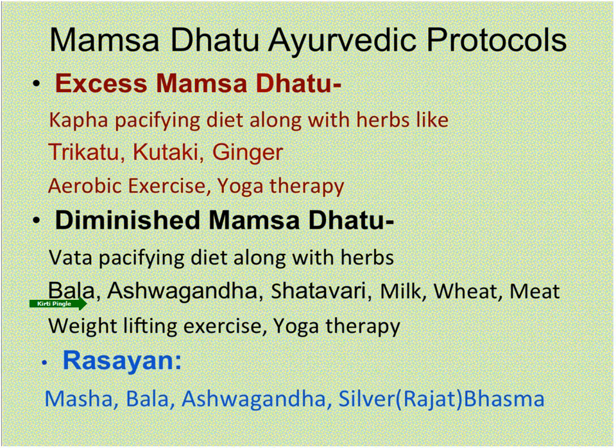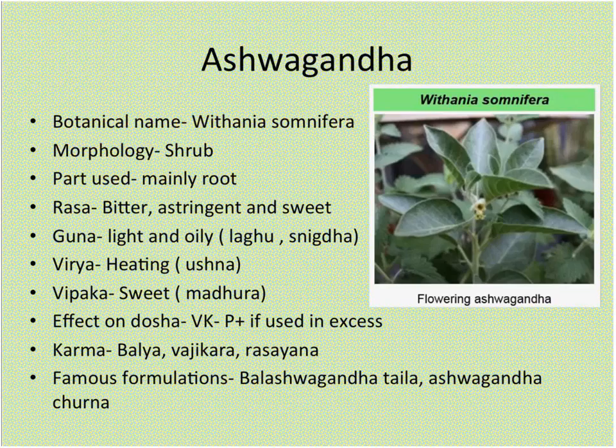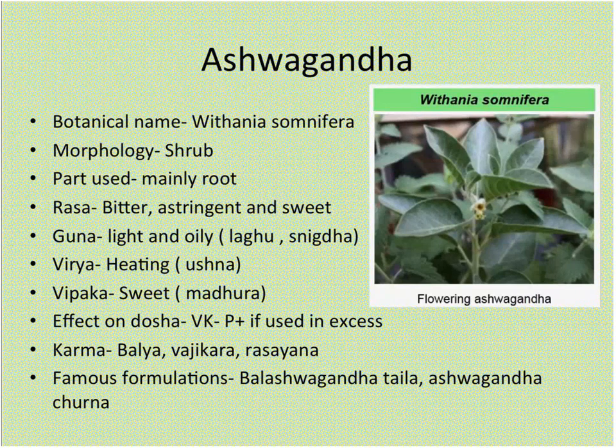So let's talk about herbs that will work on diminished mamsa dhatu. So the first one is ashwagandha. It's called Withania somnifera. It is also a rasayan herb. So ashwagandha is another herb that works on rasa dhatu, rakta dhatu, as well as mamsa dhatu, but it is the best for mamsa dhatu, I will say. Mainly its roots are used.